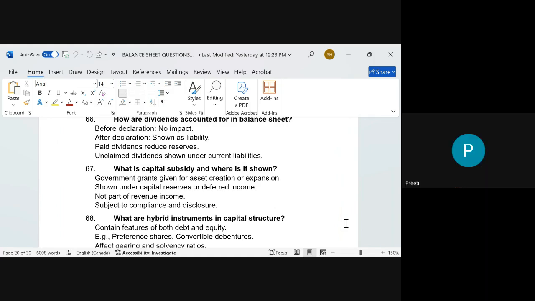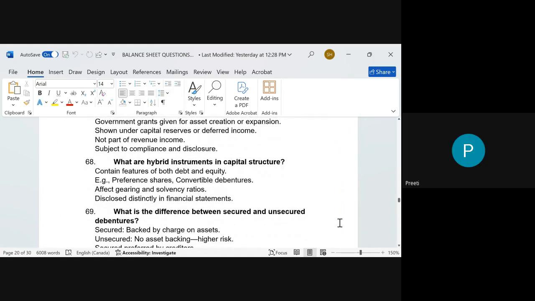What are hybrid instruments in capital structure? Contain features of both debt and equity. Examples: preference shares, convertible debentures. They affect gearing and solvency ratios. Disclosed distinctly in financial statements.